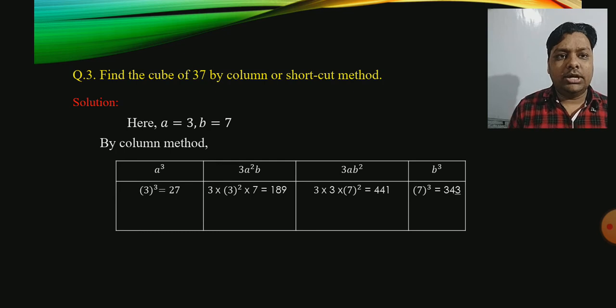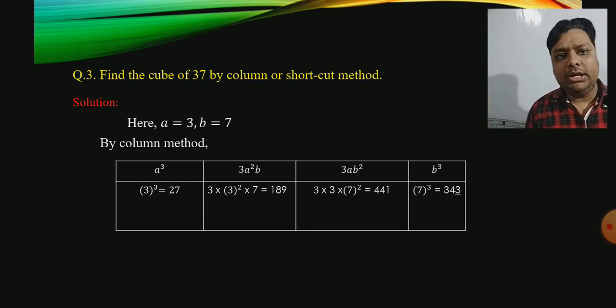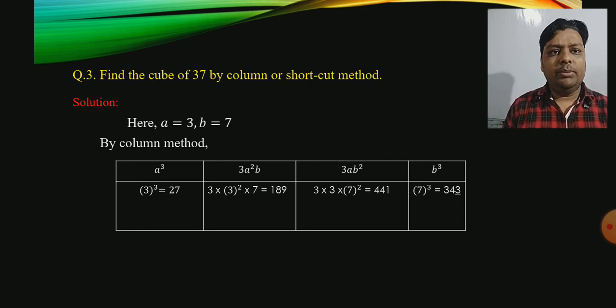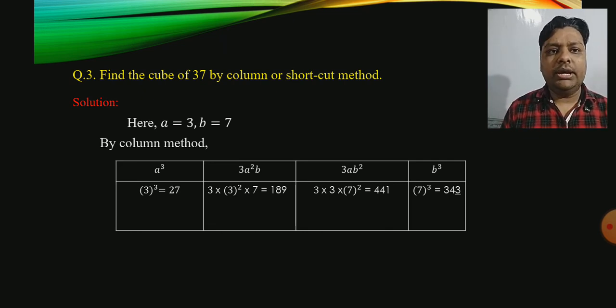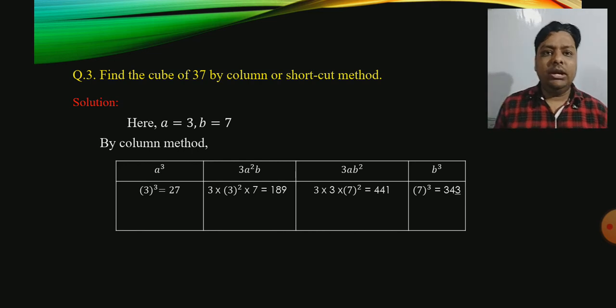And now the third column, 3ab square. So 3 into a value 3, and b square means the value of b is 7, so 7 square. If we multiply it, then we will get what? 441. Now the last column says b cube. It means we will write 7 to the power 3. Okay, so 7 to the power 3 is equal to what? 343.